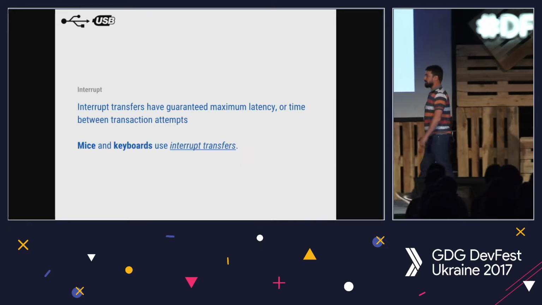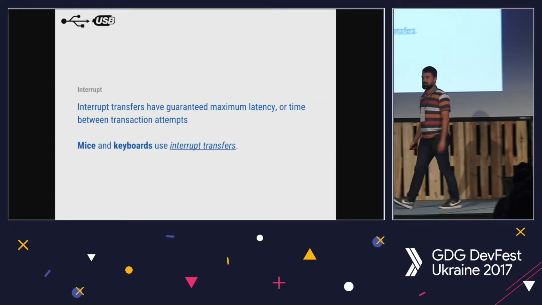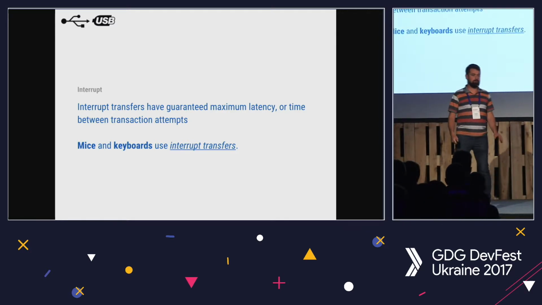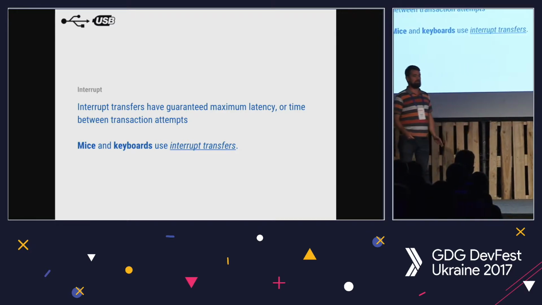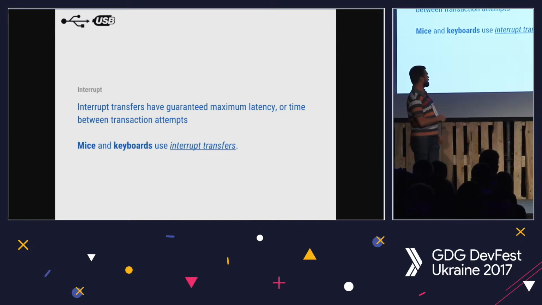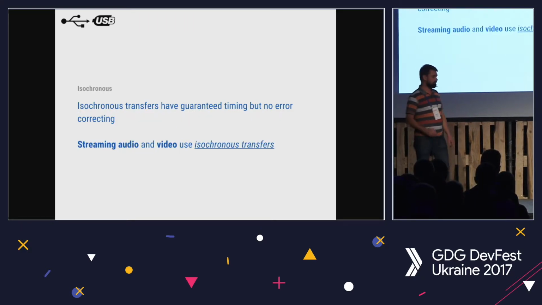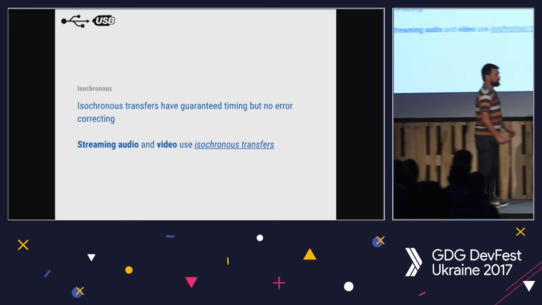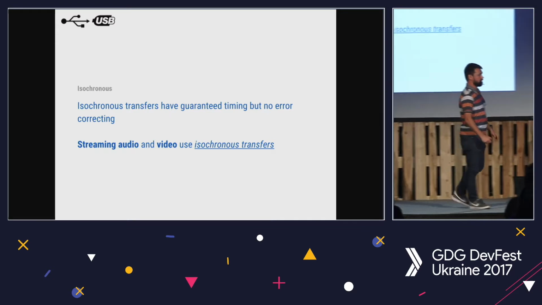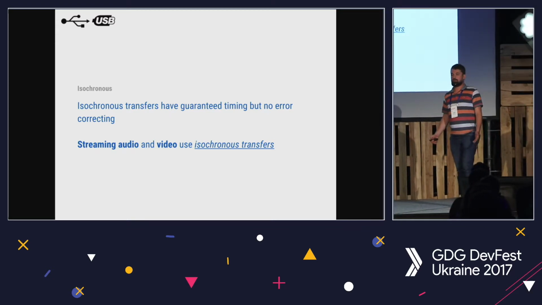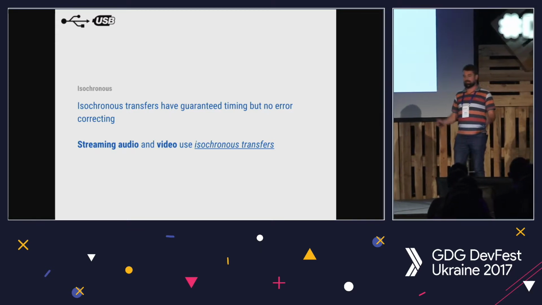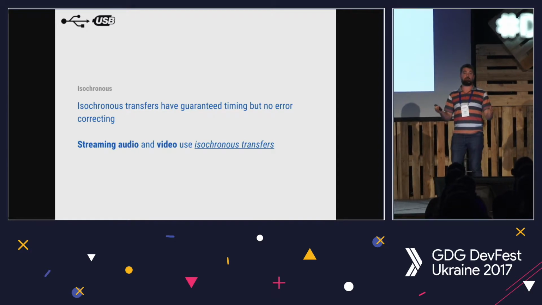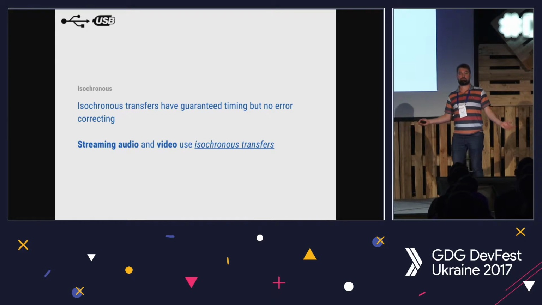So interrupt is exactly for that keyboard and mouse use case. When things happen, it should send. So it's not as fast as bulk, but it guarantees maximum latency. Isochronous is for streaming. For instance, think of a webcam. You don't want it to be delayed. You just want to send as much data as possible. And if it drops a few frames, no one cares.